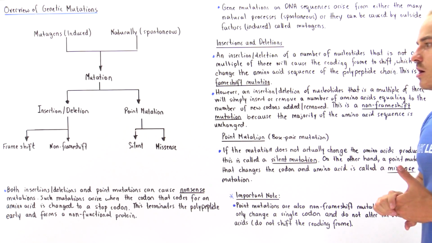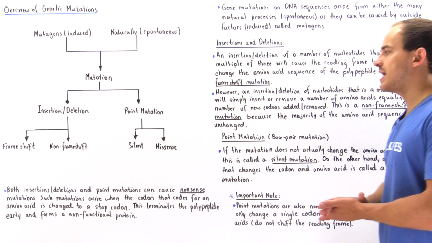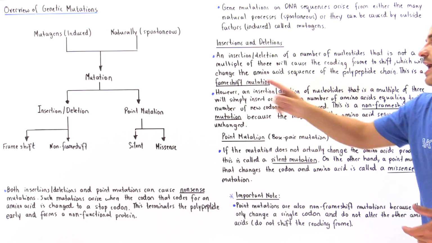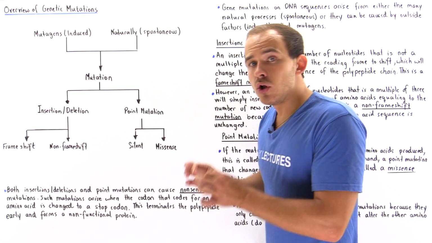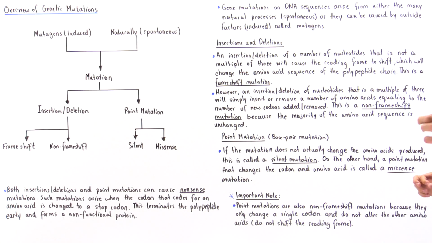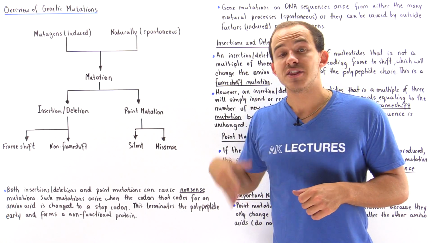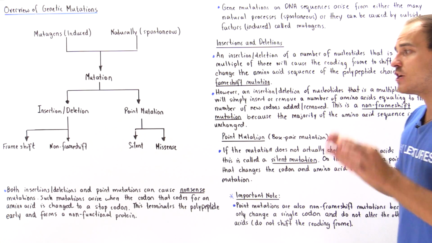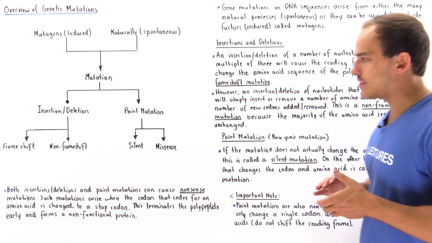Now, let's take a look at the other type of insertion deletion, known as a non-frameshift mutation. On the other hand, an insertion or deletion of nucleotides that is a multiple of 3 will simply insert or remove a number of amino acids equaling the number of new codons that are added or removed. And this is known as a non-frameshift mutation because the reading frame is not actually shifted and because the majority of the amino acids in the sequence are unchanged.